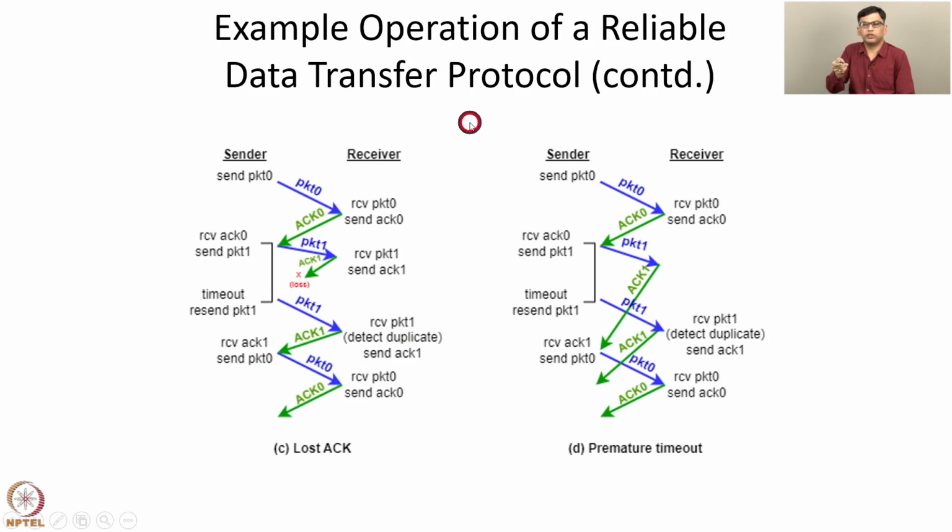This fourth case shows the case of a premature timeout. The sender sends a packet with sequence number 0, and it is correctly acknowledged. Then packet 1 is sent and its acknowledgement is delayed, possibly because of congestion in the network. The timer expires at the sender and it resends the same packet. The receiver detects a duplicate using the sequence number, so it discards the duplicate and sends an acknowledgement, and then the sender sends the next packet, and so on and so forth. So these are different examples of the operation of a reliable data transfer protocol.